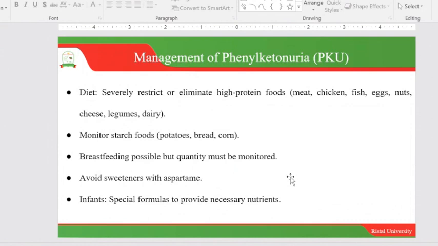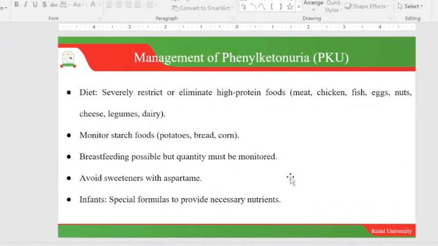Really, we are trying as much as possible to restrict or eliminate these high protein foods such as the meat, chicken, fish, eggs, and also those nuts, cheese, and legumes. And also, we monitor starch foods such as the potato, the bread, the corn, etc. Breastfeeding possible, but quantity must be monitored.